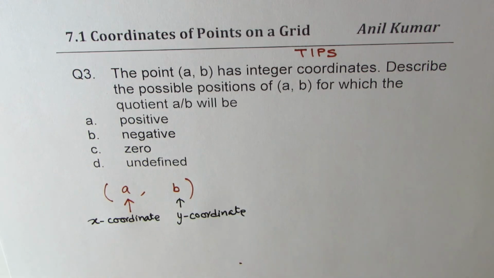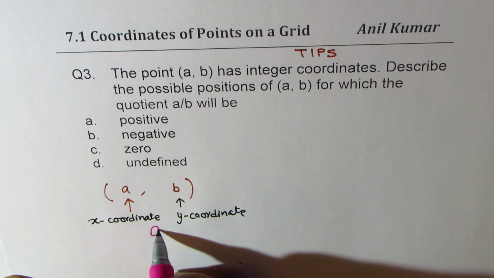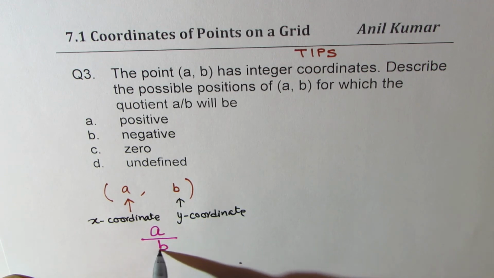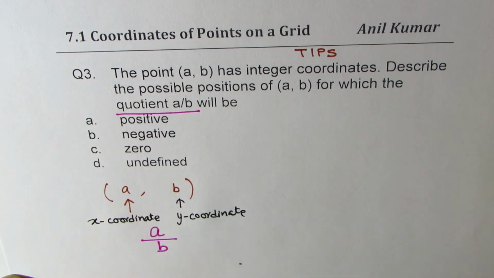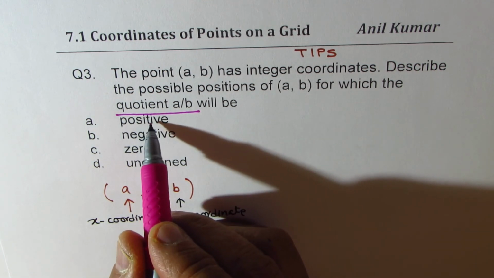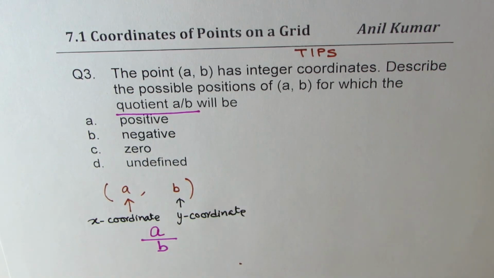What do we need to find? We need to find the value of A over B, right? A over B, that is the quotient. So when we say quotient of A, B, it means this ratio A over B, right? Now, when will this ratio be positive? When will this ratio be positive?